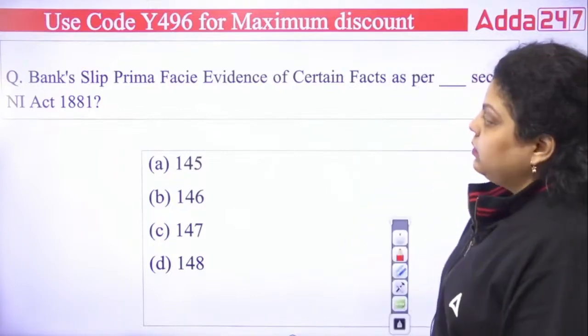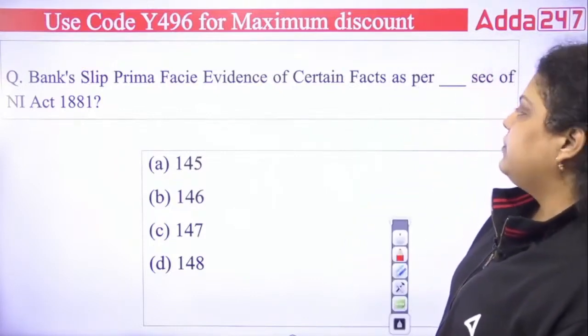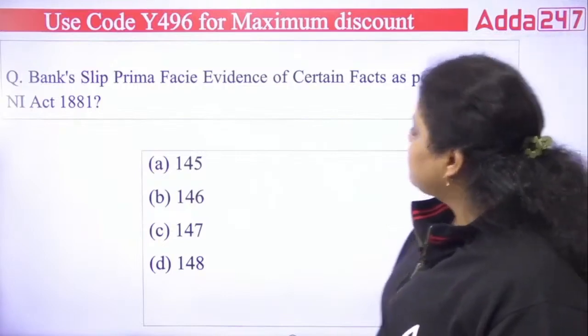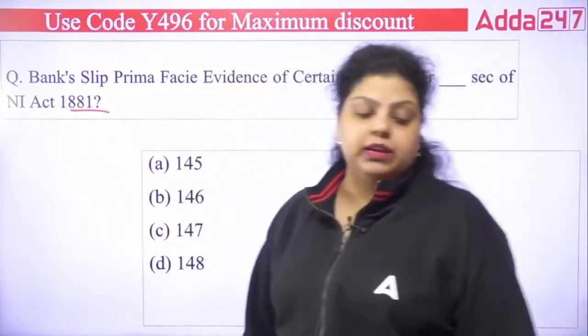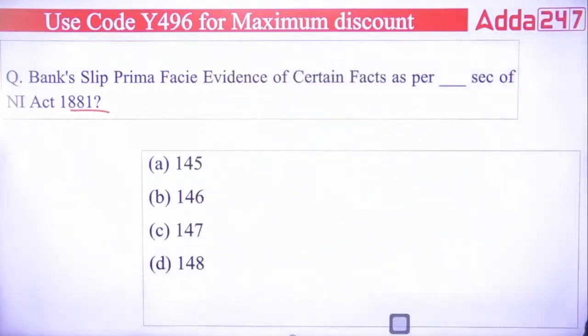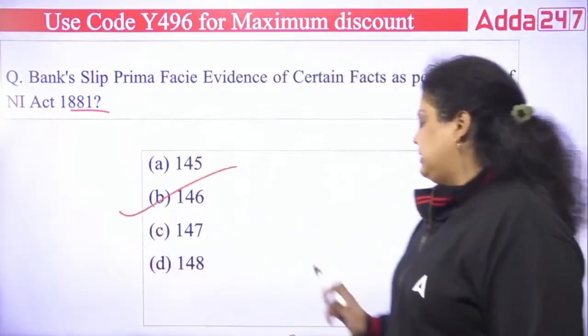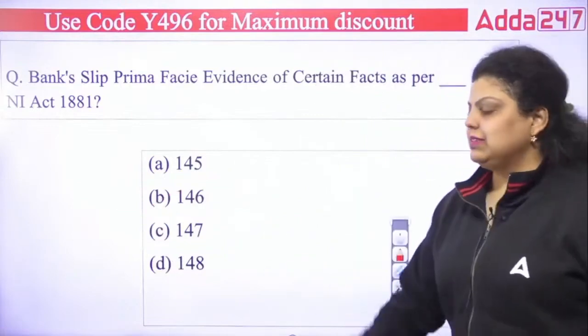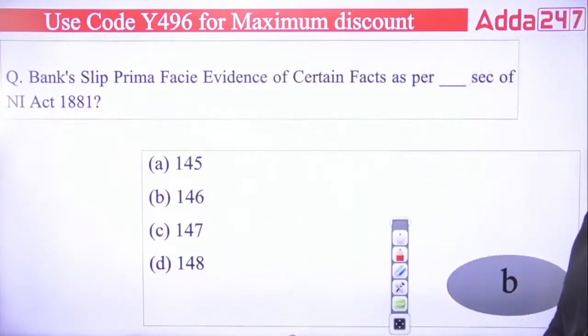Okay. Now, banker's slip is prima facie evidence of certain facts as per that section of Negotiable Instrument Act 1881 under section 145, 146, 147, 148. Which of the following sections talks about this situation? A, B, C or D? Let me know the right answer, A, B, C or D, and the right answer will be your B, 146. Right answer is what? Section 146.